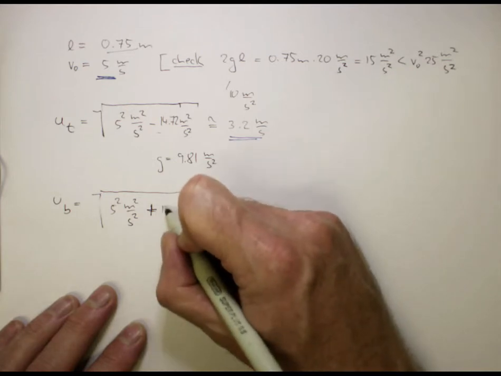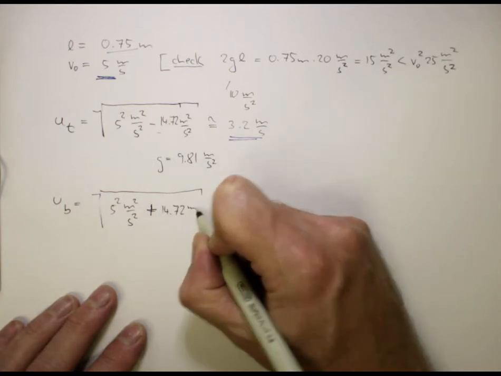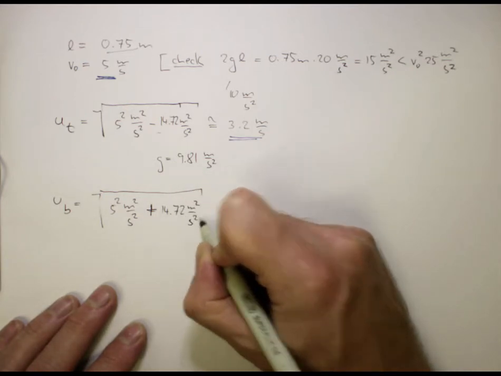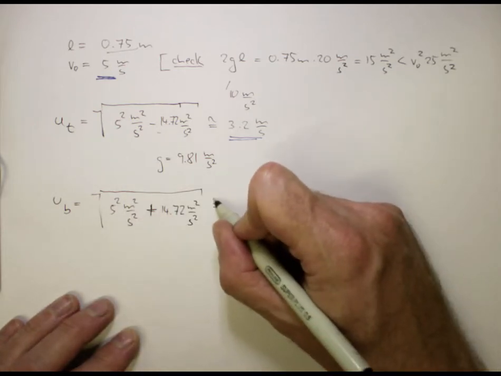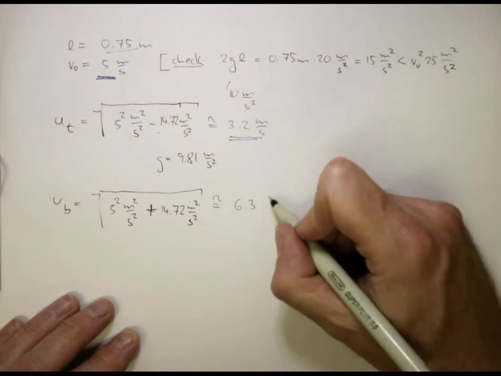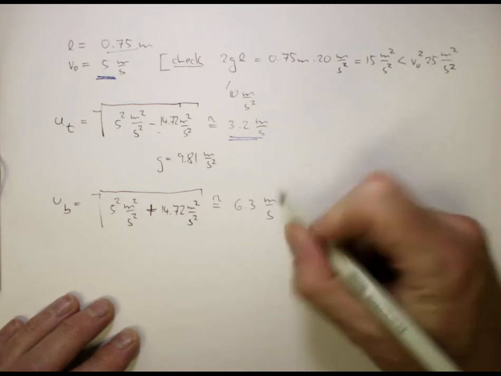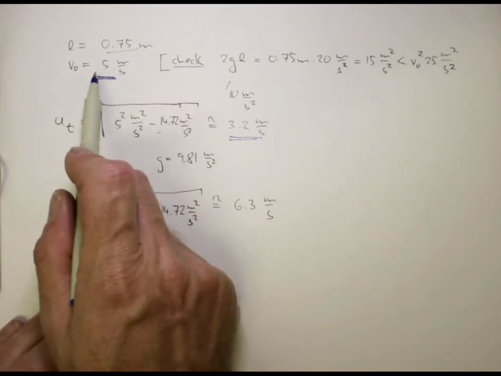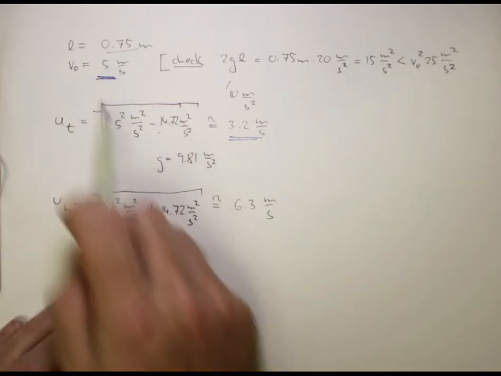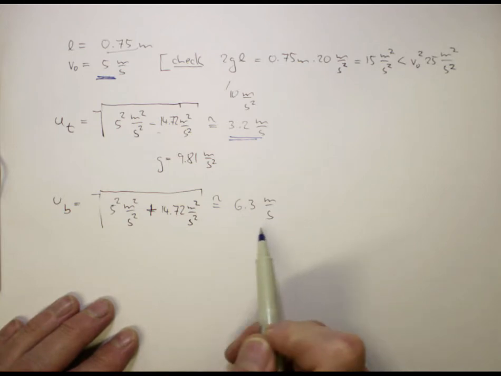plus 14.72 meters squared per second squared. Add this together, take the square root, we obtain 6.3 meters per second. So you can see now we have accelerated from 5 to 6.3 meters per second.